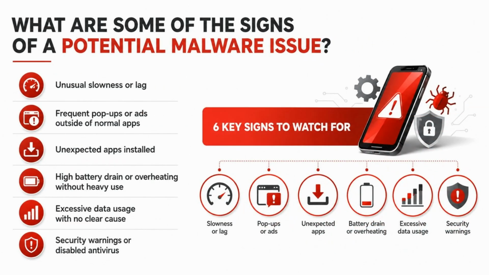Signs of a potential malware issue: unusual slowness or lag, frequent pop-ups or ads outside normal apps, unexpected apps appearing that you didn't install, high battery drain or overheating without heavy use, excessive data usage with no clear cause, and security warnings or antivirus that's been mysteriously disabled.